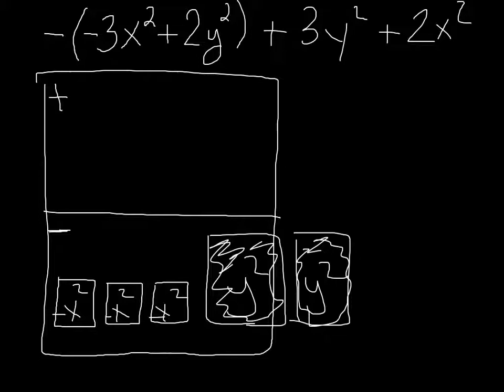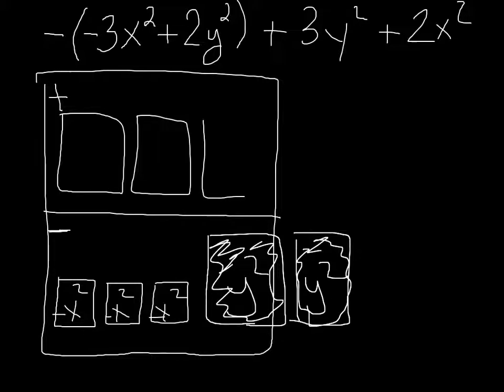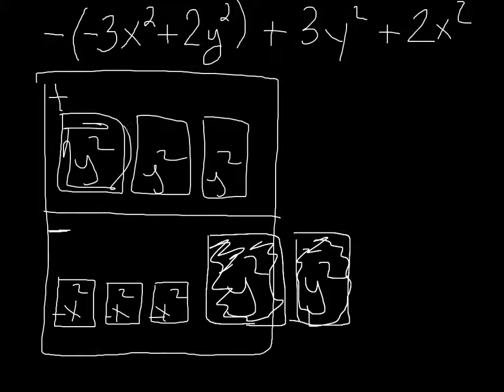Alright? So now what do we do? We go to the positive region, which is right here. What are we drawing? 3y squared, and this is positive. So here we go again, 3y squares: 1, 2, 3, and they're positive. Positive, positive, and I'm going to shade them in.